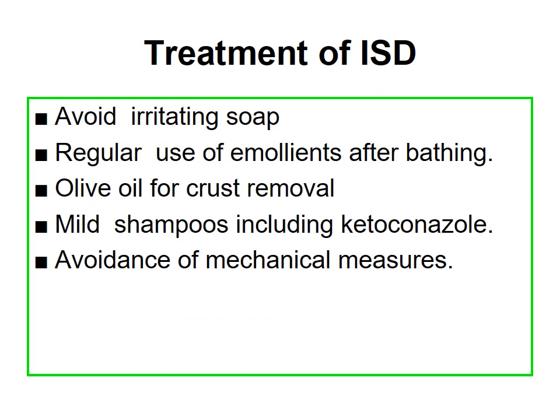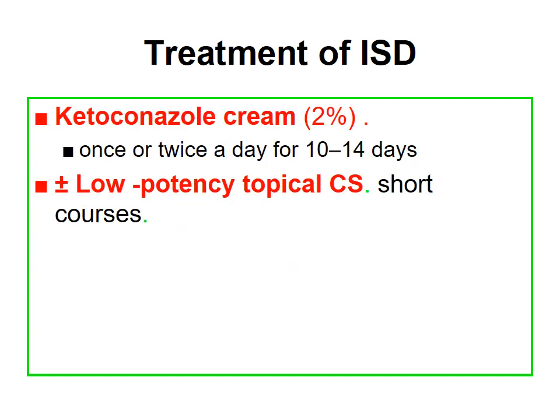Treatment of infantile seborrheic dermatitis: avoid irritating soap, regular use of emollients after bathing, olive oil for crust removal, mild shampoos including ketoconazole, and avoidance of medical measures. As I mentioned, it is self-limited. Ketoconazole cream once or twice daily for about 2 weeks, and sometimes combined with a low-potency topical steroid for a short course.